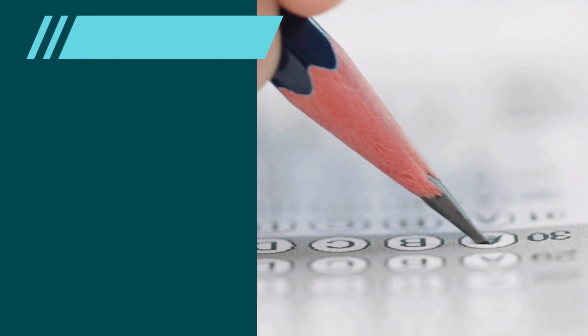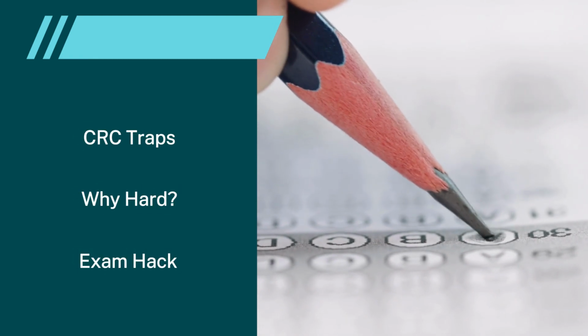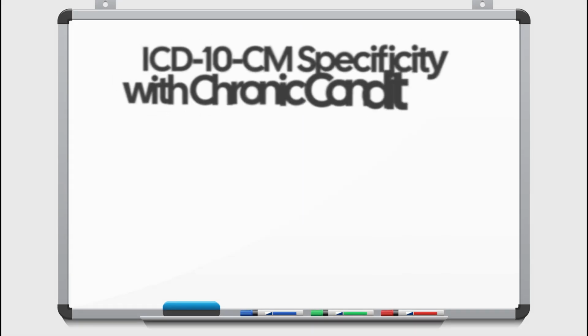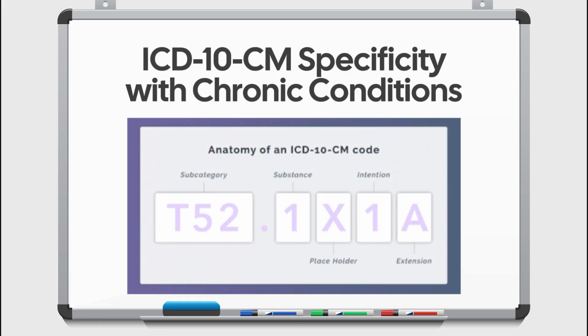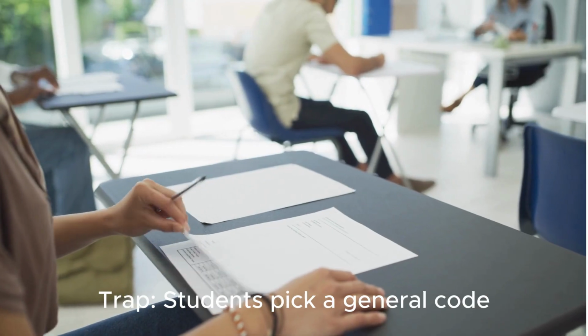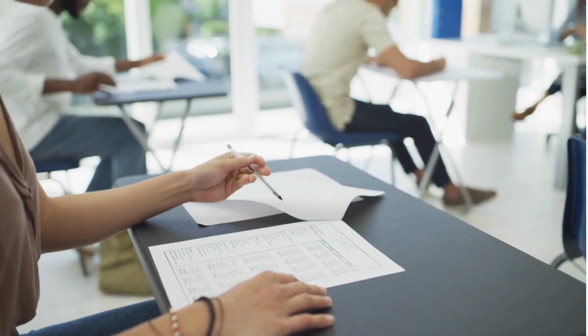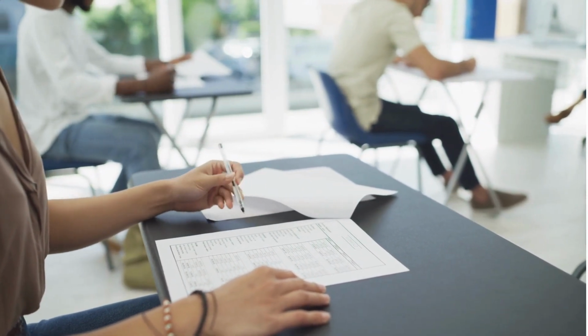Here's the plan. We'll break down each tricky question type, why it's hard, where test takers get stuck, and exactly how to solve it. First, ICD-10-CM specificity for chronic conditions. CRC coding is all about risk adjustment, so missing a detail in conditions like diabetes, CHF, or COPD means you miss the correct HCC category. Trap: students pick a general code, like diabetes without complication, when the STEM clearly documents retinopathy or neuropathy. That loses you risk adjustment value.